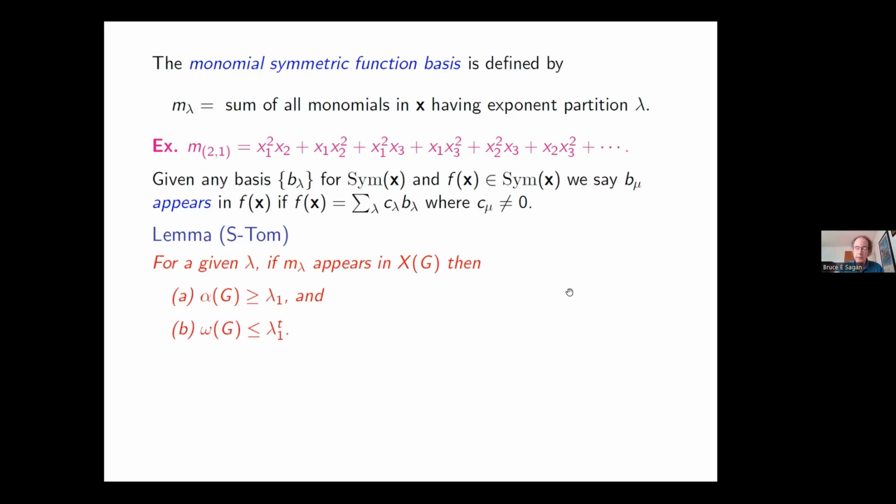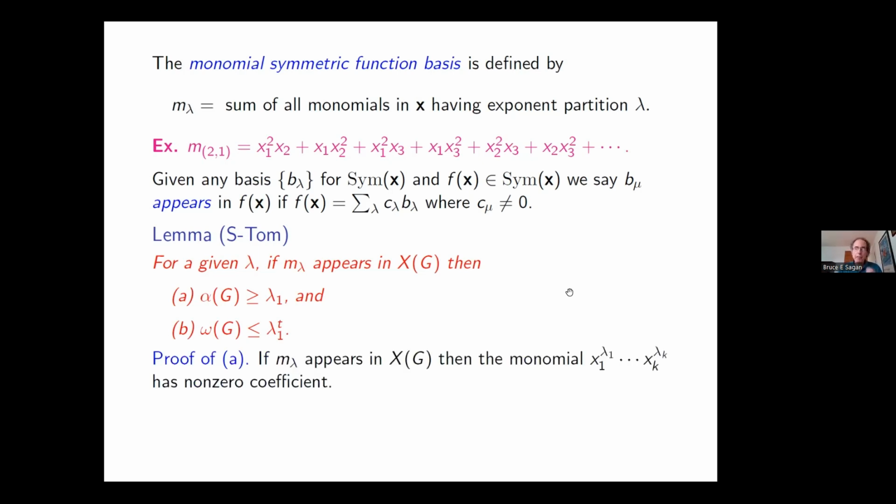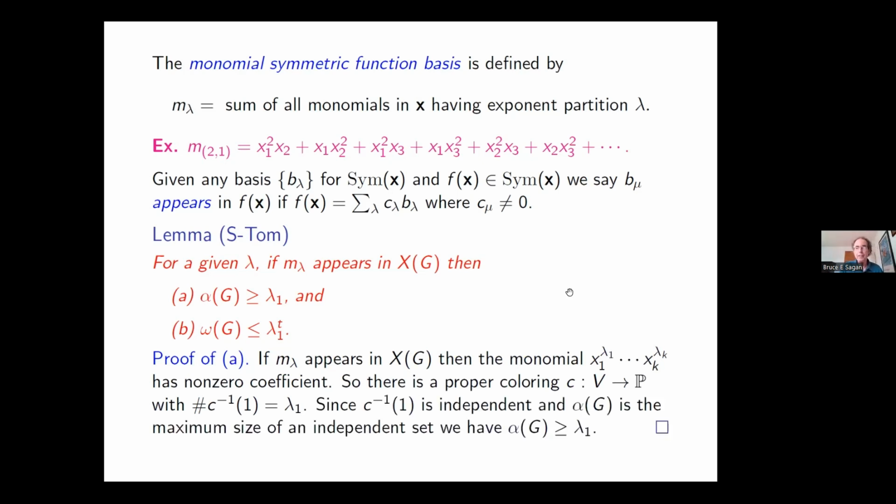Now, this is really easy to prove, so let me show you the proof of A, and B is similar. Think about it. If m lambda appears, then in particular, the monomial x1 to the lambda 1, x2 to the lambda 2, etc. appears. But that means we have a coloring where the color 1 is used lambda 1 times, right? And we said that for any color, if it's used that many times, that's an independent set. And alpha is the maximum size of an independent set. So if we have some independent set of size lambda 1, then obviously the maximum is at least that big and maybe larger. End of story.